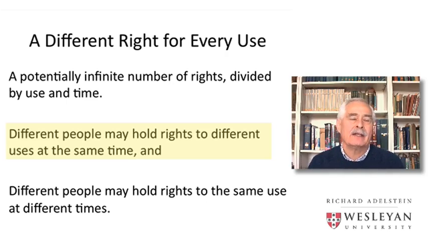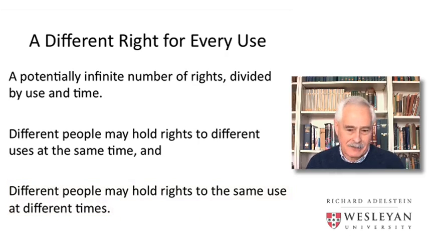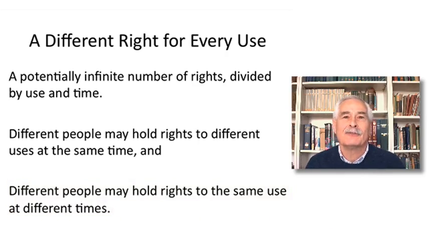But toward the end, when we saw that Mike could sell the right to live in the room to somebody other than Simone for some period in the future, we've also seen that different people may hold rights to the same use, but those rights apply at different times. Hence, a potentially infinite number of rights divided amongst a potentially infinite number of uses and spread across a potentially infinite number of periods of time into the future.